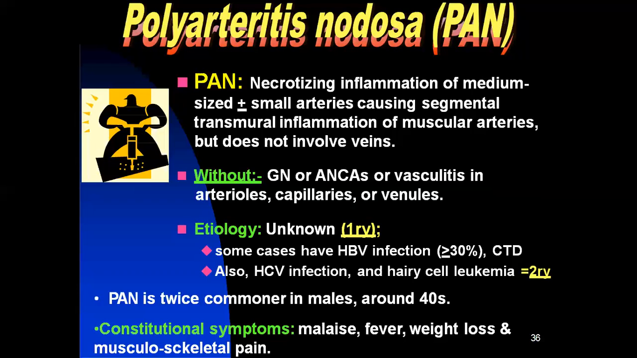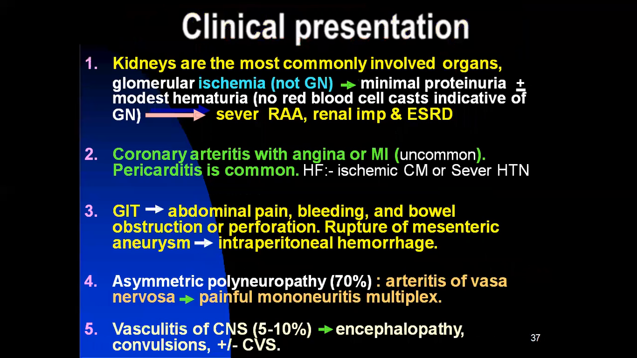Polyarteritis nodosa is twice as common in males as compared to females, around the age of 40. Its constitutional symptoms, or how this particular disease manifests itself, are malaise, fever, weight loss, and musculoskeletal pain. So here also arthritic pains might be present. It might be involving both the joints and the muscles. How is the clinical manifestation?